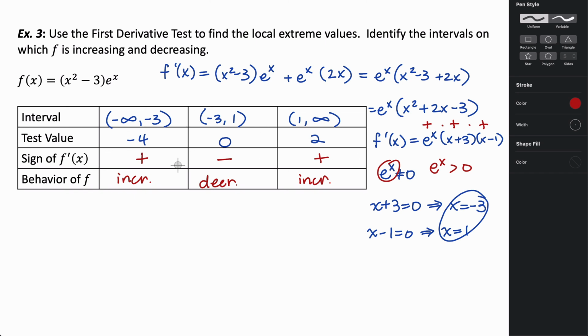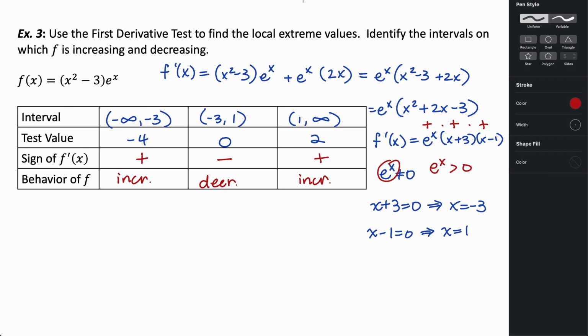Now, it seems like so far in all of our problems, we've gone positive, negative, positive, or negative, positive, negative. That is not always going to be the case, so you do still need to do these tests. It is not always going to follow that same pattern, so don't fall into that trap. Make sure you're testing all of your intervals.